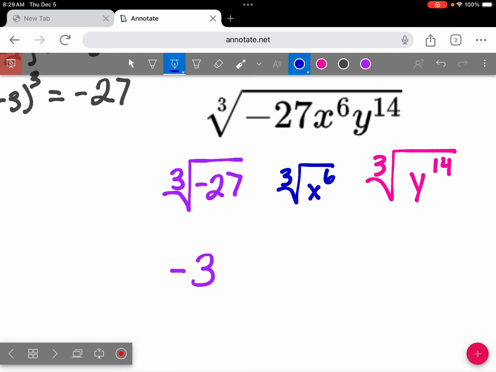All right. So let's do our next piece up here. Our cube root of x to the 6th. What do we get on this guy? x squared. I have 6 things. I can make groups of 3, and I can make 2 groups of 3. How about for my cube root of y to the 14th?